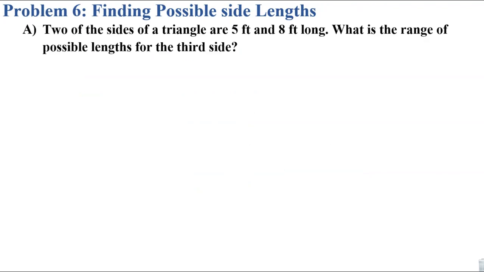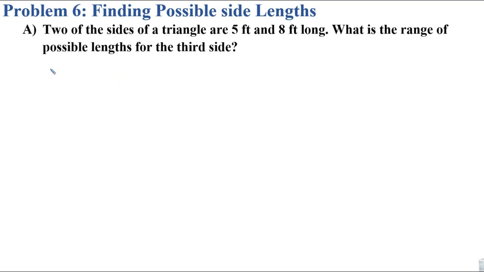All right, using the same triangle inequality theorem, we can also determine possible lengths of a third side of a triangle, given the first two. And that's what we're doing in problem 6. Part A says two sides of a triangle are 5 and 8 feet long. What is the range of possible lengths for the third side?